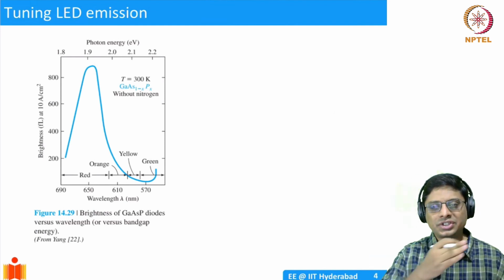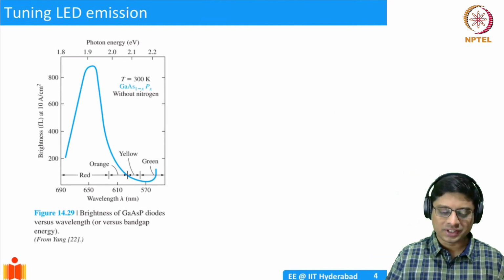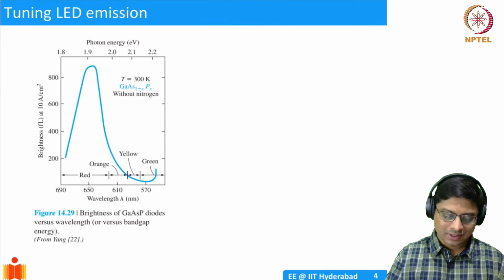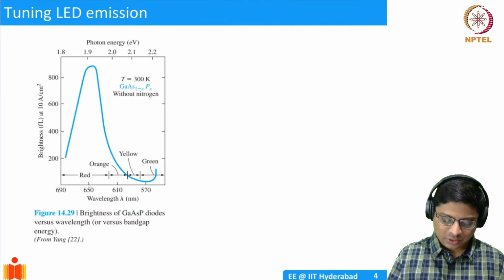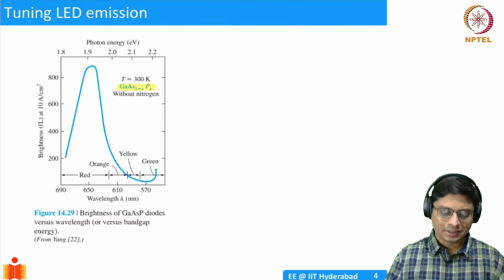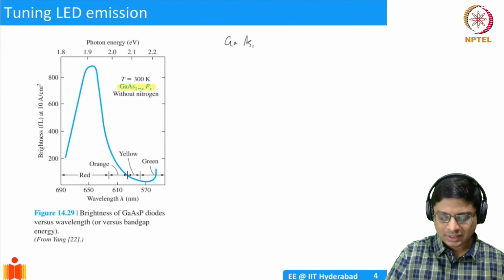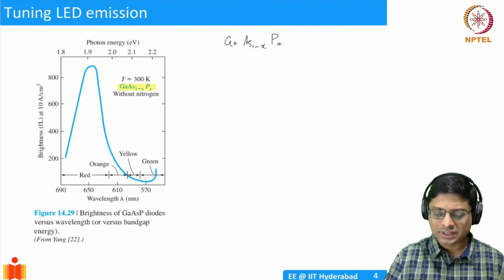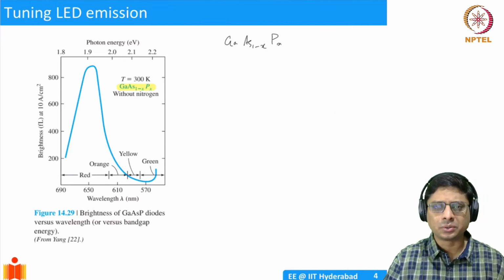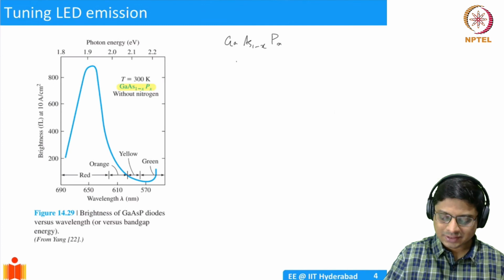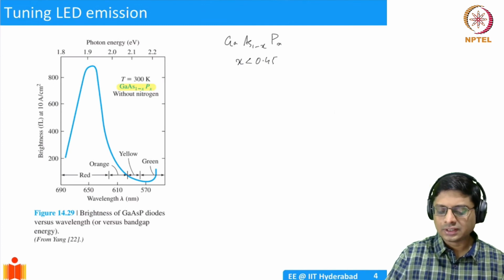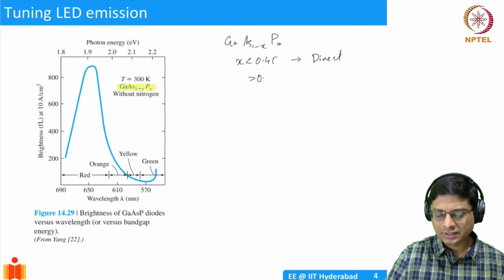You can change the composition of the semiconductor by changing the mole fraction. This is what we discussed in the last lecture. We talked about gallium arsenide phosphide, wherein you change the X, which is a mole fraction. I think we changed X from 0 to 1. If X is less than 0.45, it was direct band gap, and if it was greater than 0.45, it was indirect band gap, if I remember it correctly.